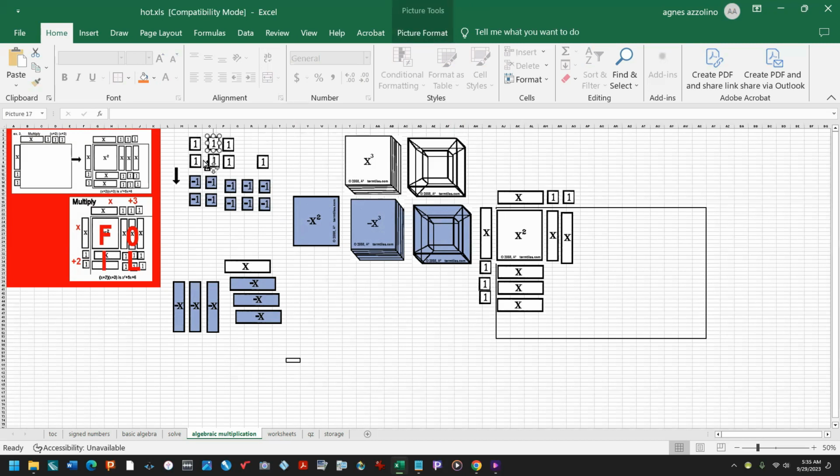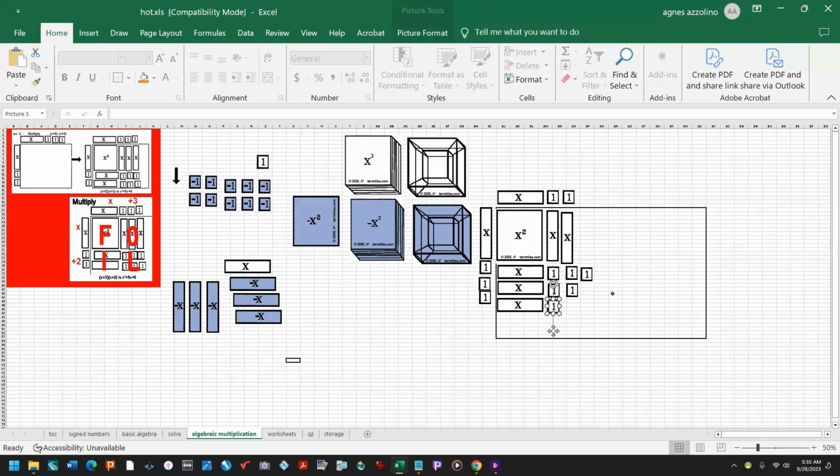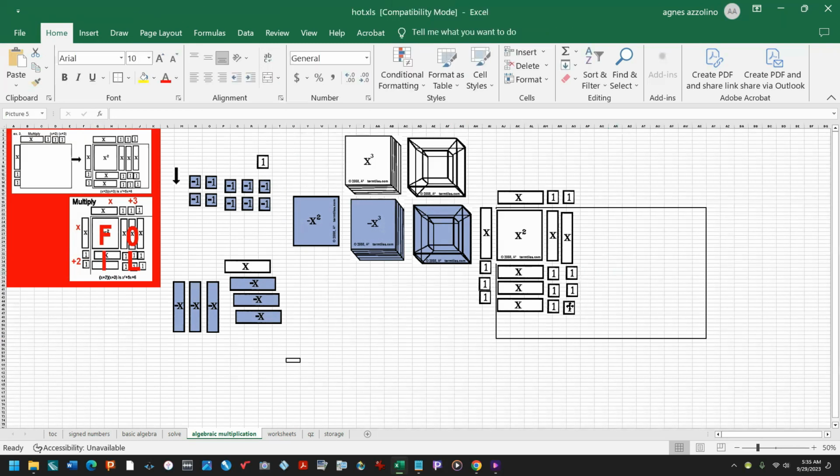And the better thing to do is to copy each of them. I have not done that. Final answer: x squared plus 1, 2, 3, 4, 5x plus 6.